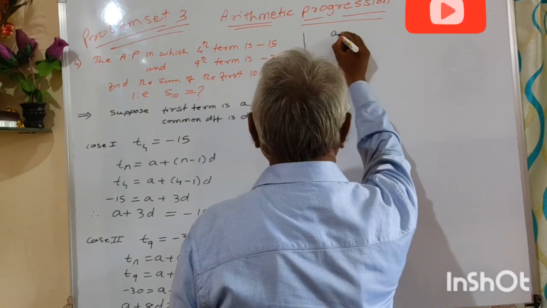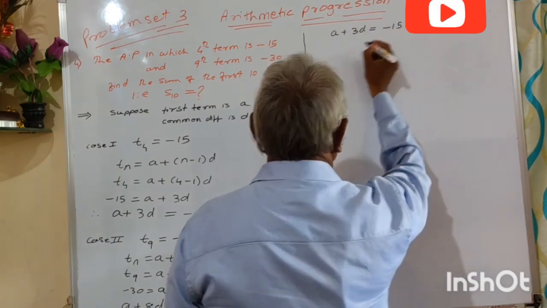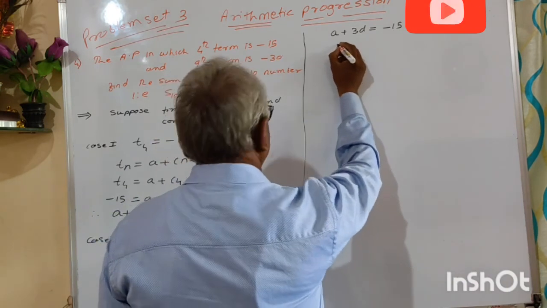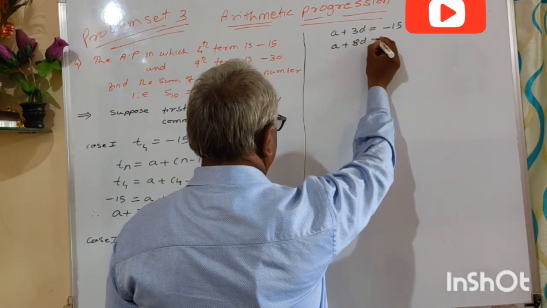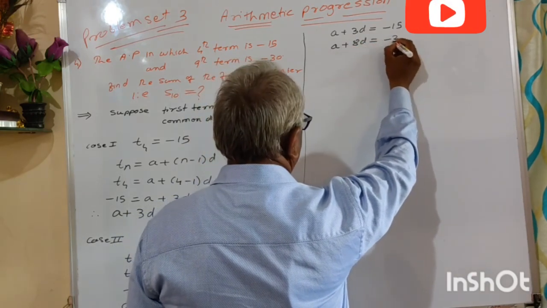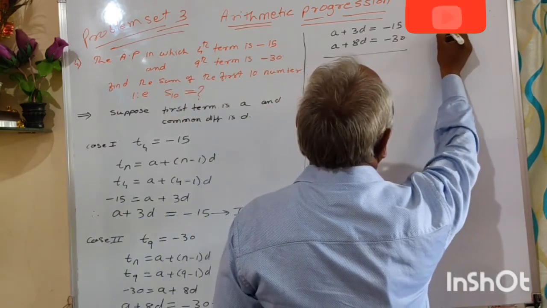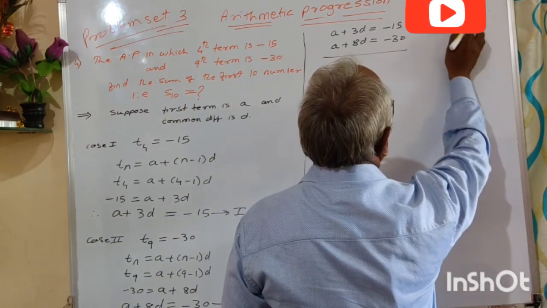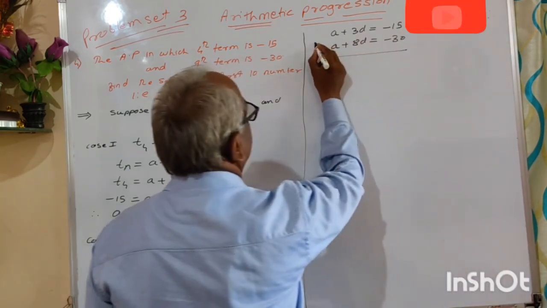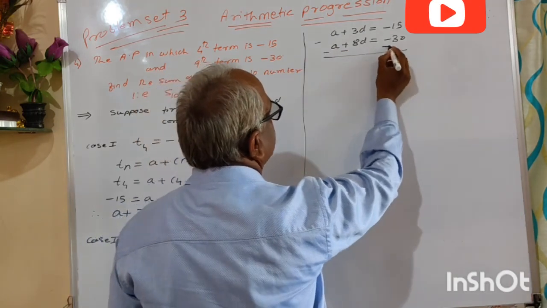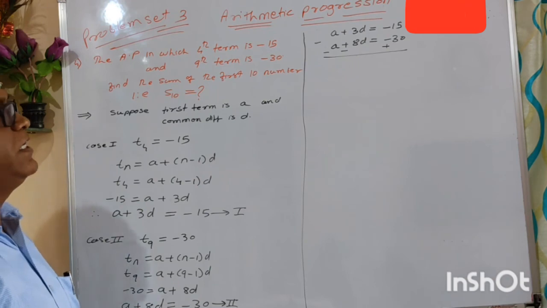Equation 1 is a plus 3d is equal to minus 15, and equation 2 is a plus 8d is equal to minus 30. Now if we subtract these, we change the signs of the second equation. Where the plus sign is there, we write minus. Where the minus sign is there, we write plus.